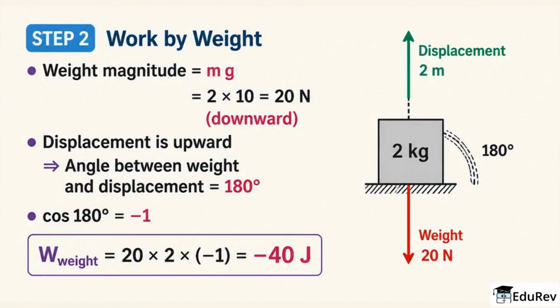Step 2. Compute weight. Weight magnitude equals mass times g equals 2 times 10, which is 20 newtons, downward. The displacement is upward, so angle between weight and displacement is 180 degrees. Cosine 180 degrees is minus 1. So W weight equals 20 times 2 times minus 1, which is minus 40 joules.